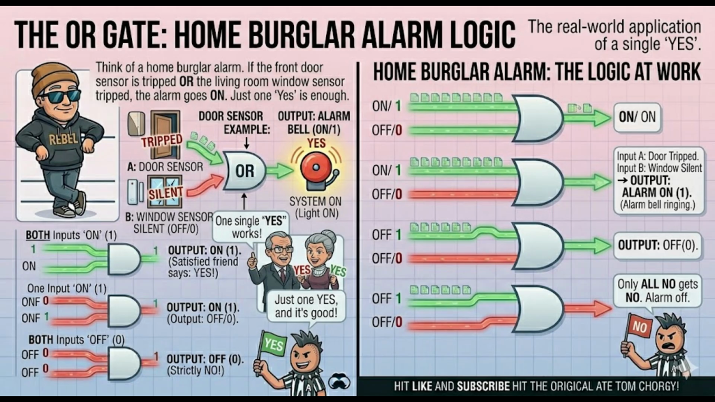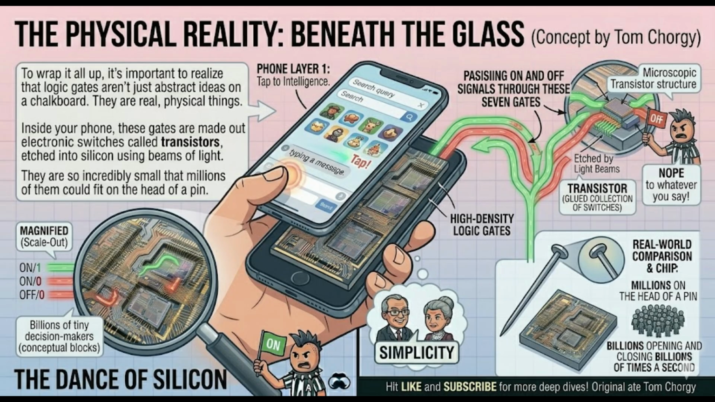To wrap it all up, it's important to realize that logic gates aren't just abstract ideas on a chalkboard. They are real, physical things. Inside your phone, these gates are made out of microscopic electronic switches called transistors, etched into silicon using beams of light. They are so incredibly small that millions of them could fit on the head of a pin.